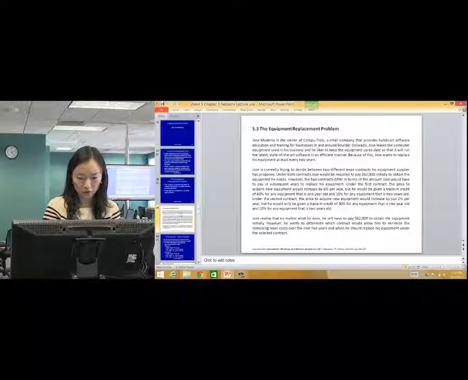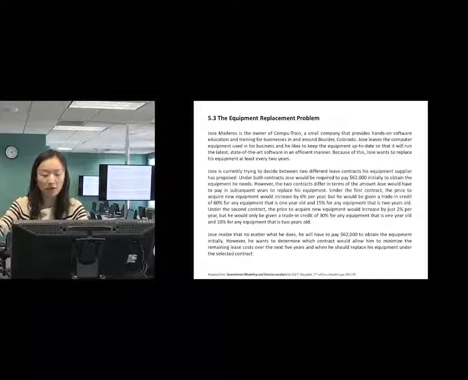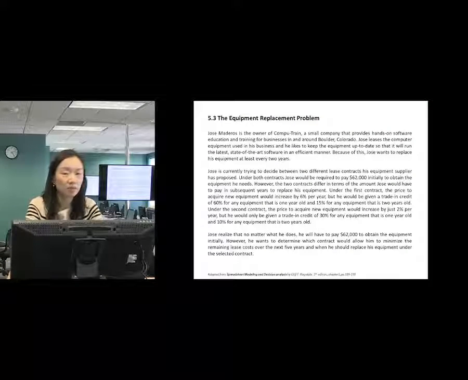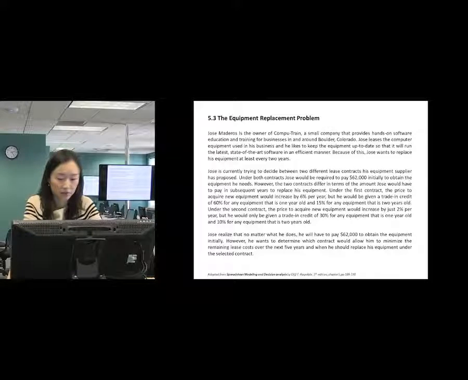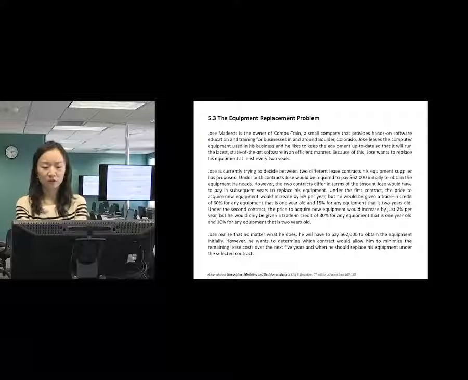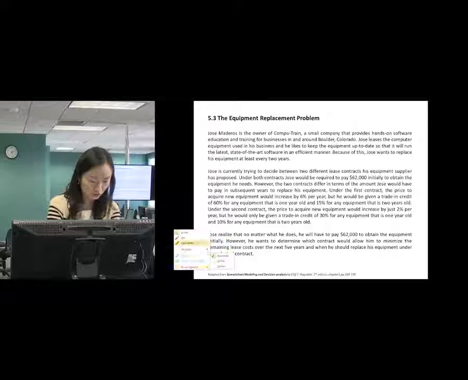The equipment replacement problem. So if we can read the problem statement first. This is a second problem that is a business problem, but we're going to translate it into a network problem. Okay, so what is this problem about? Let's read it together.